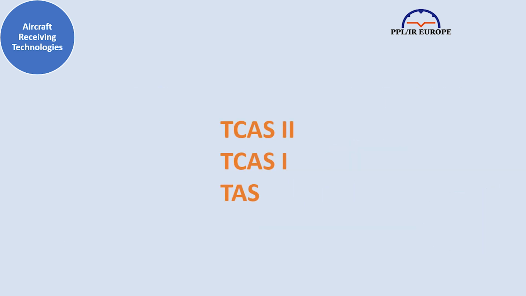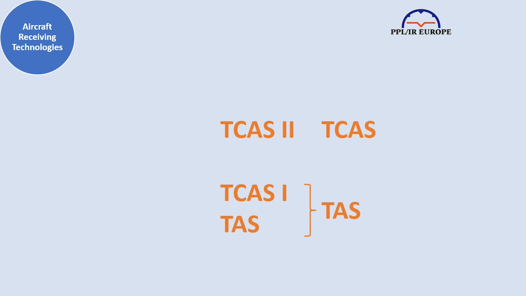There are technically 3 levels of such systems, TCAS 2, TCAS 1 and TAS. But the difference between TCAS 1 and TAS is so subtle, mainly related to regulatory requirements and cost, that I'll lump them together and refer to them as TAS. And if I refer to TCAS, I mean TCAS 2. TCAS is not used on the kind of aircraft used by PPLIR members, so I'll only describe it in as much as it affects us.